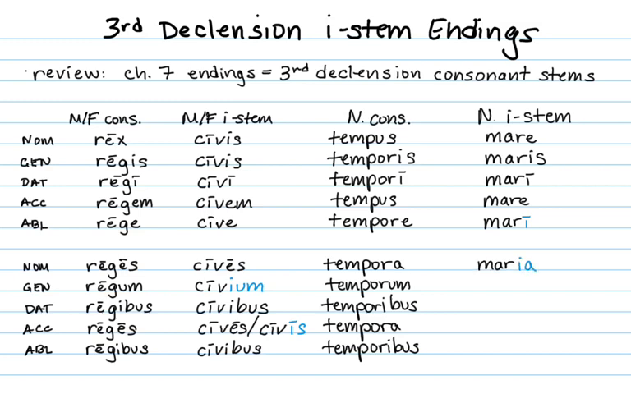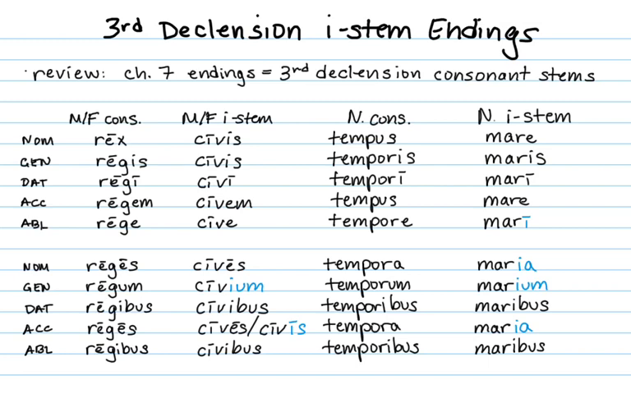In the nominative plural, there's an I before the A, so maria, with the accent on the third to last syllable, as opposed to the name Maria, which has the accent on the second to last syllable. In the genitive plural, mariumm, with an I before the um, and in the accusative plural, because the accusative in the neuter is always equal to the nominative, maria again. But then for dative and ablative, maribus. So notice in blue the places where the I stem endings differ from the consonant stem endings.